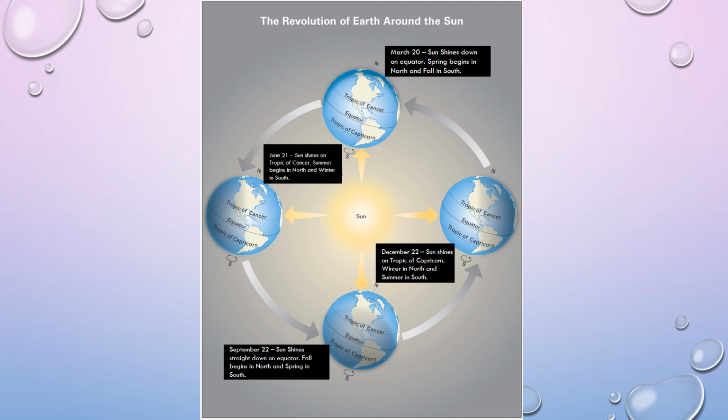As the Earth continues to rotate around the sun, from September 22nd to December 22nd, it is fall in the north and spring in the south. But as soon as December 22nd comes, the sun shines on the Tropic of Capricorn, and this starts winter in the north and summer in the south. And then you can see that moving from December 22nd to March 20th, it again changes, and spring starts in the north and fall starts in the south on March 20th.